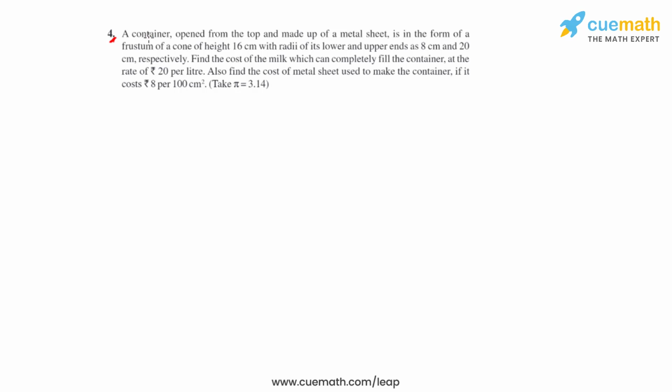Question number 4 of this exercise says that a container opened from the top and made up of a metal sheet is in the form of a frustum of a cone of height 16 centimeters with radii of its two lower and upper ends as 8 centimeters and 20 centimeters respectively. We have to find the cost of the milk which can completely fill the container at the rate of rupees 20 per liter. Also, we have to find the cost of the metal sheet which is used to make the container if it costs rupees 8 per 100 centimeter square. We have to take pi to be equal to 3.14.